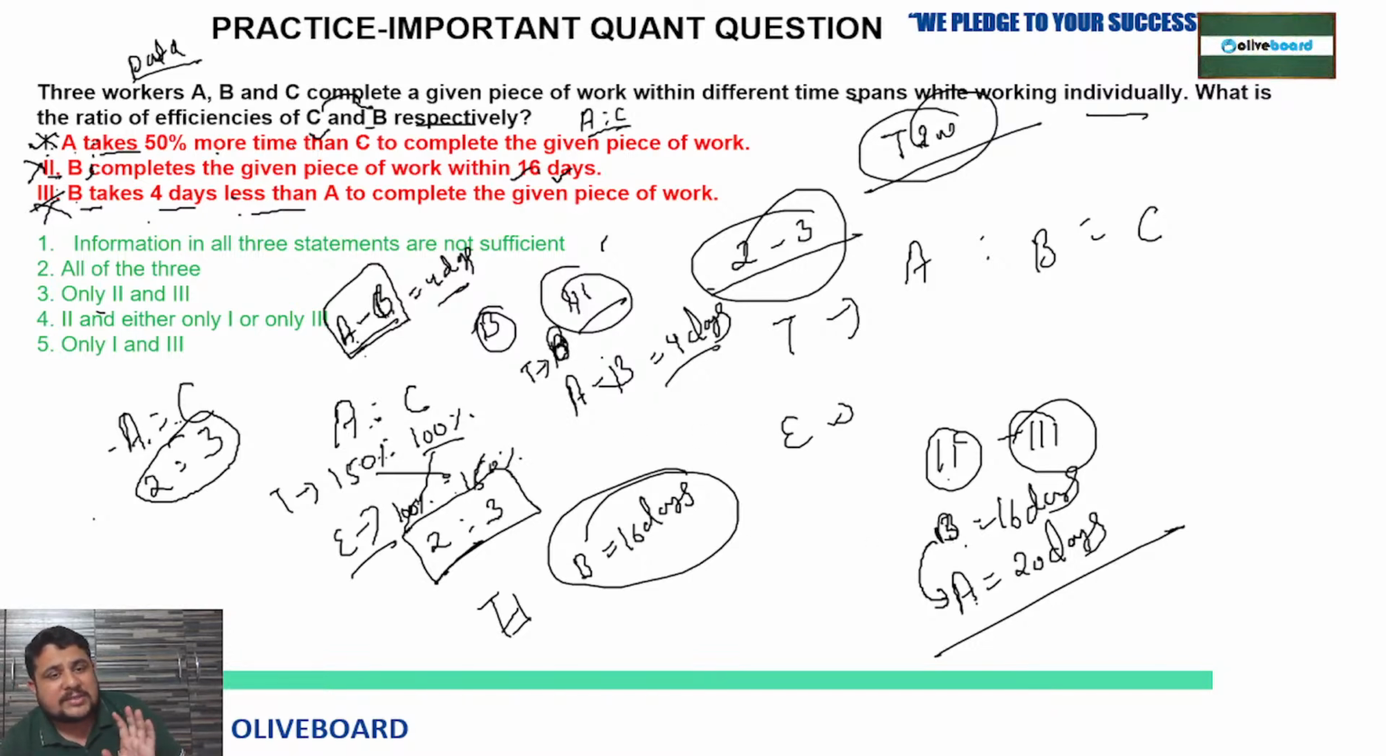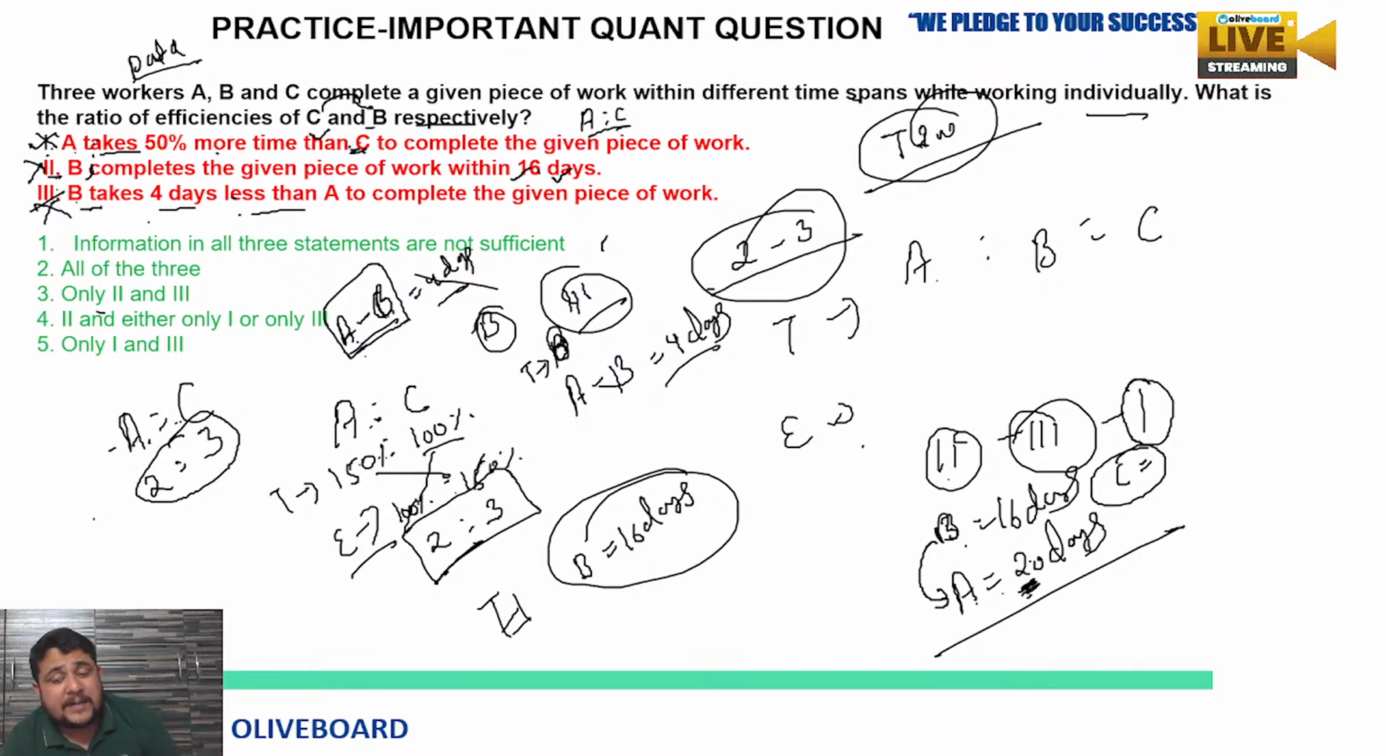Are they talking about C? No. But if we include the first statement also, in the first statement the A to C efficiency ratio is given, right? That A takes 50% more time than C to complete the task. So A is taking 20 days. Okay. So C will take what?